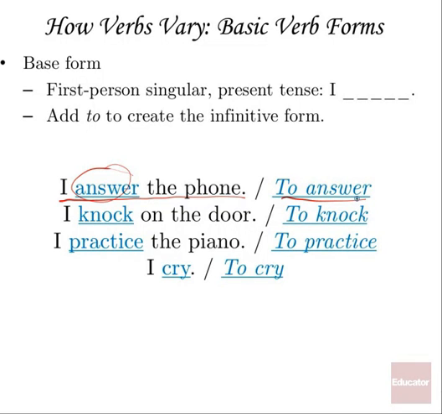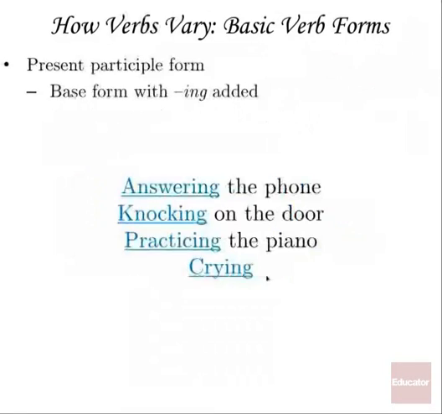Now, the infinitive, which is the to form, that's basically what we use to describe the abstract concept of a verb, the Platonic ideal. All you really need to know, though, is if you're going to form the infinitive, take the base form and stick to on the front. I knock on the door, infinitive to knock. I practice the piano, infinitive to practice. I cry, infinitive to cry. Pretty simple, right?